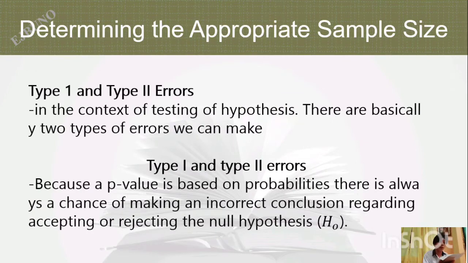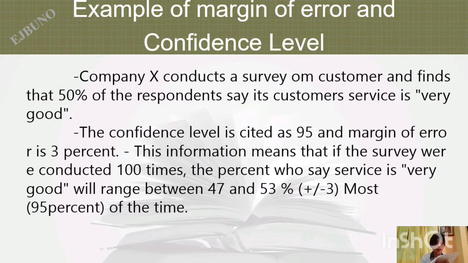Type 1 and Type 2 errors. In the context of testing hypotheses, there are basically two types of errors we can make: Type 1 and Type 2 errors. Because a p-value is based on probabilities, there is always a chance of making an incorrect conclusion regarding accepting or rejecting the null hypothesis.